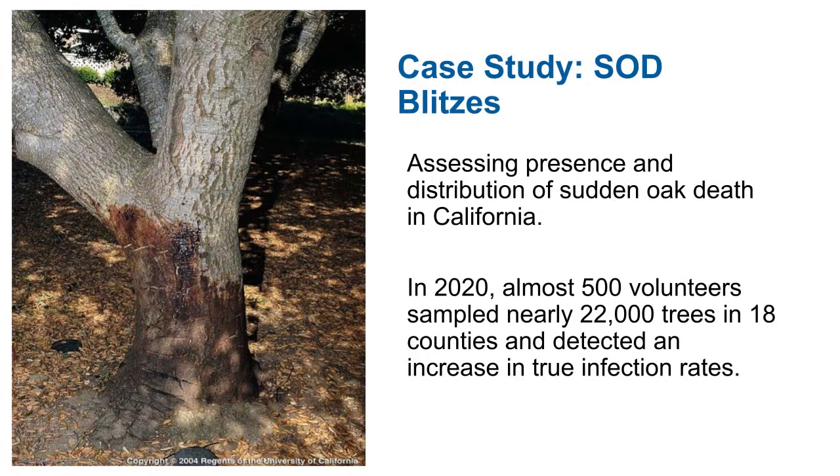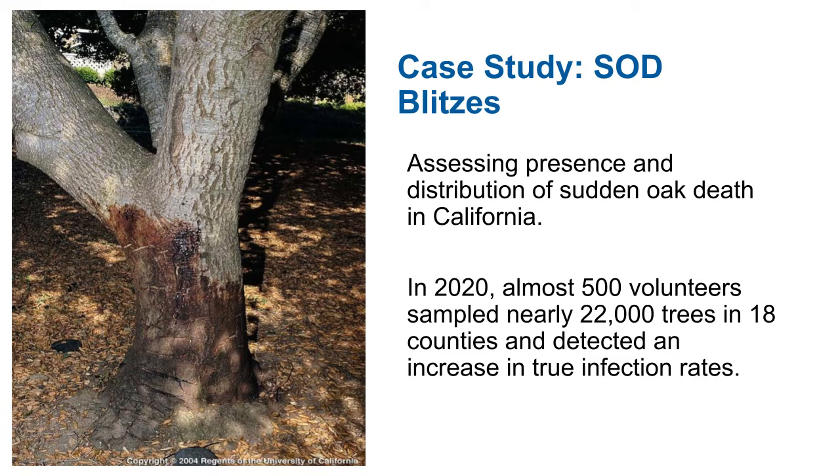Let's take a deeper dive into SOD blitzes as an example of a contributory project at UC. SOD, in this case, refers to sudden oak death, a disease that kills oak trees that spreads most often through California bay laurel leaves. Matteo Garbelotto, UC Cooperative Extension forest pathology specialist in the Department of Environmental Science, Policy, and Management at UC Berkeley, has mobilized volunteers to assess the spread and distribution of sudden oak death in California.